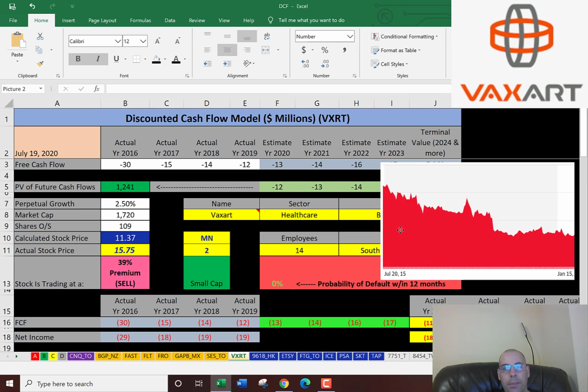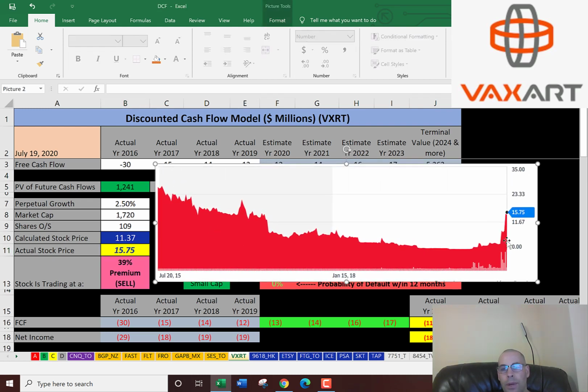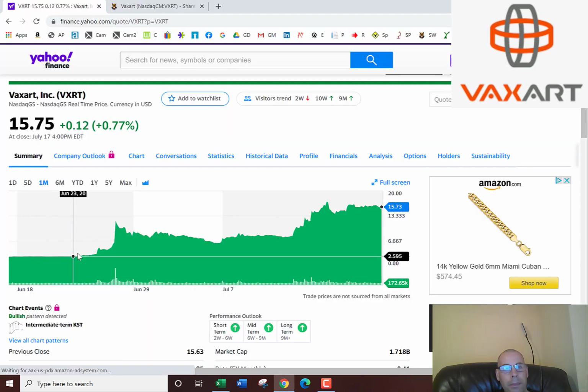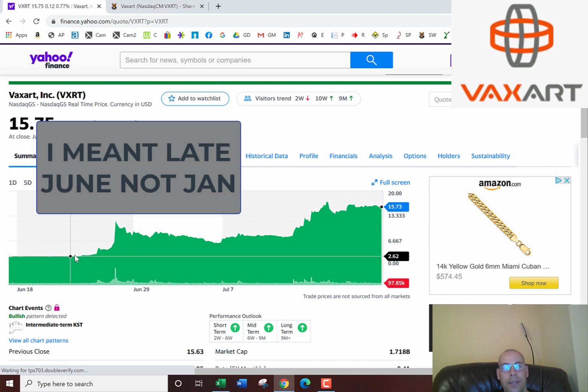Let's look at the historical stock price. You can see it really jumped up the past week or so. I really wish I looked at this stock a month ago. I might have been a millionaire today. Look at it, back in late January it was under $3.